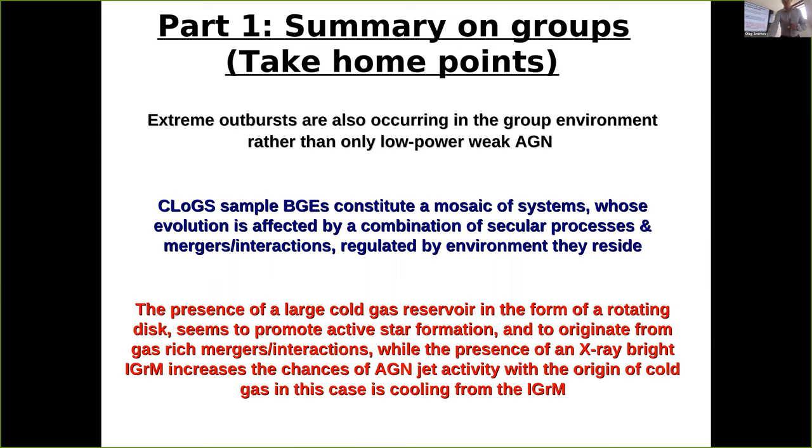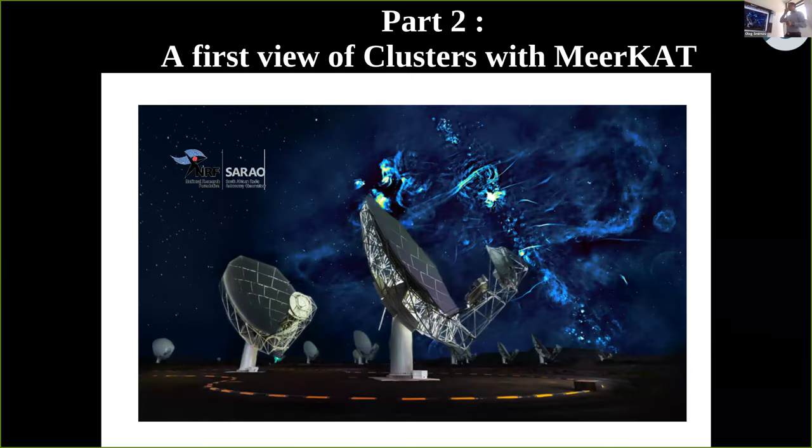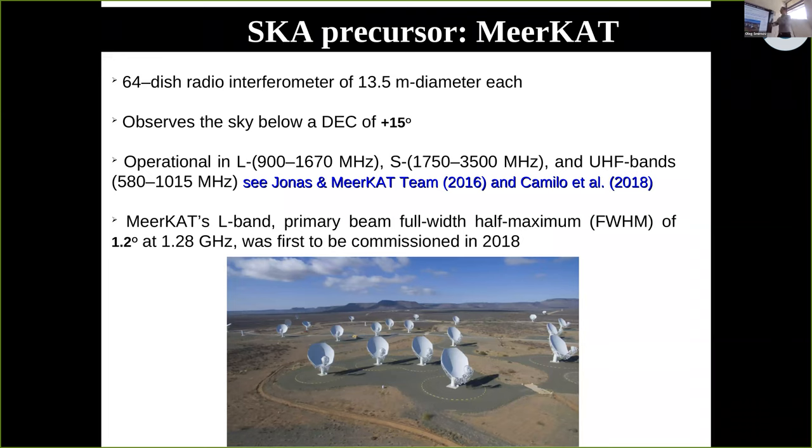So I will move on to the second part of the talk, which is about clusters and the results that we get with MeerKAT, which is what we have been doing for the past couple of years. And a few words about MeerKAT for people that might not be aware of it. MeerKAT, as you know, is an SKA precursor. It consists of 64 dishes, each of 13.5 meters diameter.